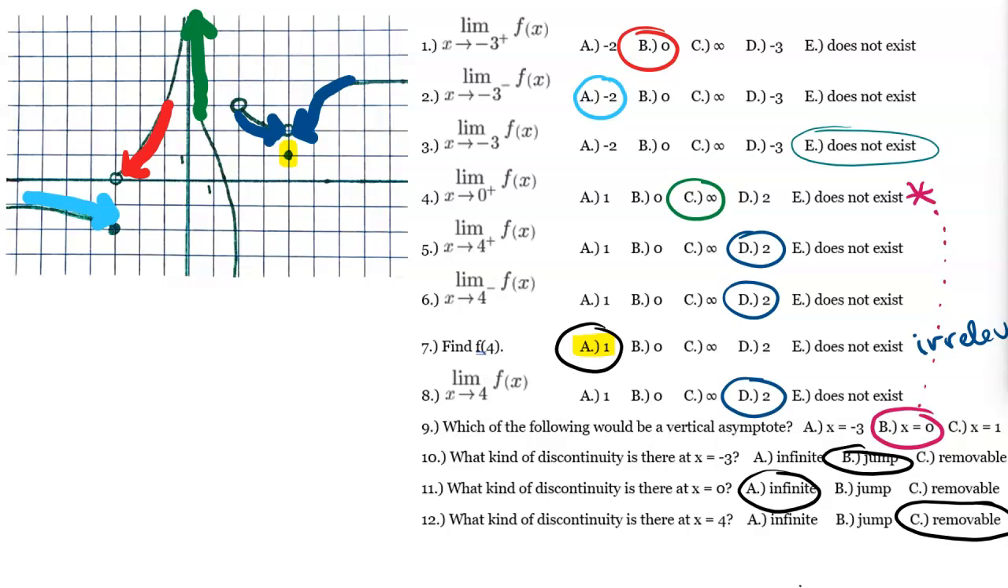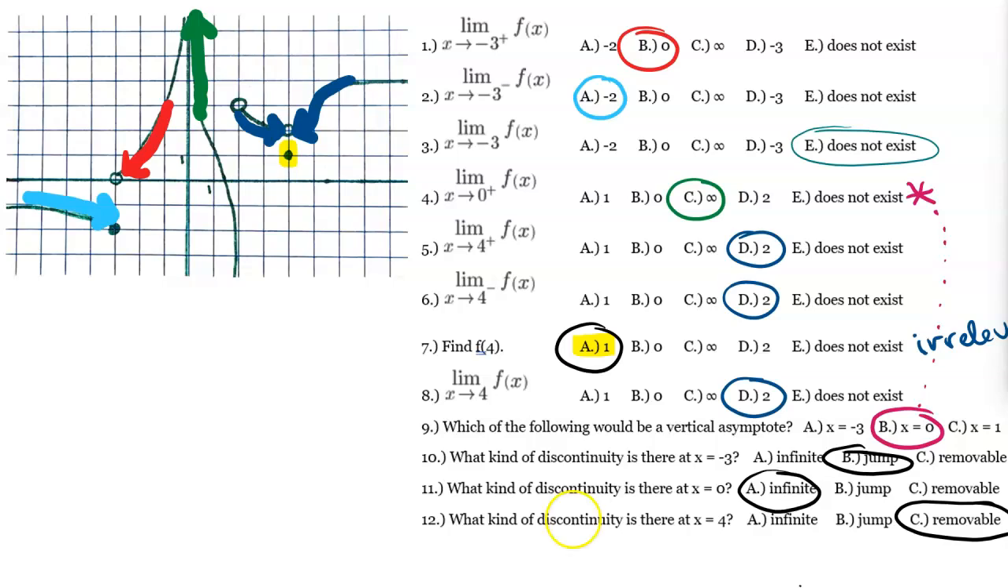All right, then they asked me what kind of discontinuity is there at -3. If we come back over here to -3, remember that's where you had the jump in your graph. If I'm drawing this with my pencil, I'm drawing down here and then I have to pick up my pencil and jump up here to continue my graph, right? So that one has a jump discontinuity. Then they asked me what's going on at 0. We've already said that it's going to infinity at 0, so that's an infinite discontinuity.